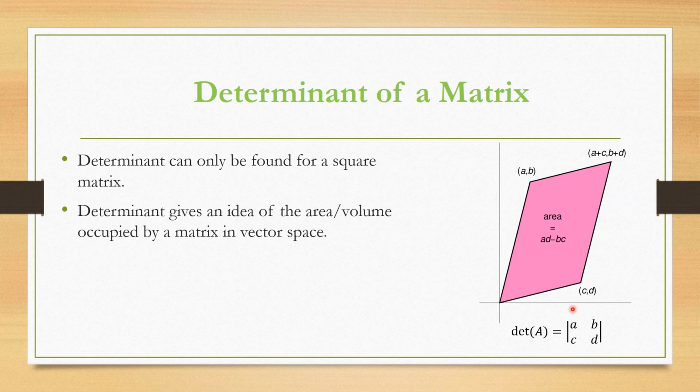For example, if we take a matrix A, which is a square matrix of order 2, the determinant of this matrix is AD minus BC. This number associated with the determinant of the matrix gives an idea how much of the area is occupied by this matrix in the vector space.